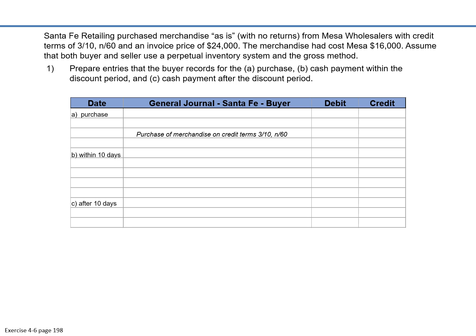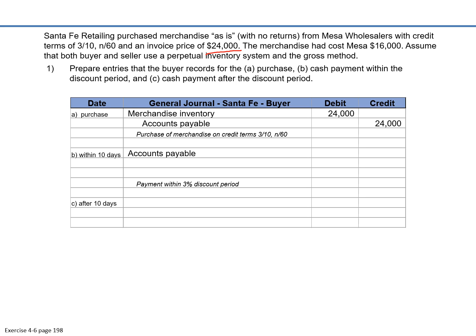So in this case, we're Santa Fe Retailing, we're the buyer. So we purchase goods from Mesa at $24,000. So our purchase is going to be a debit to inventory, right? And a credit to accounts payable for $24,000. Purchase the merchandise on credit terms 3/10, net 60.